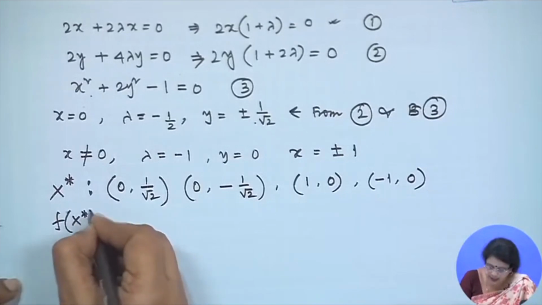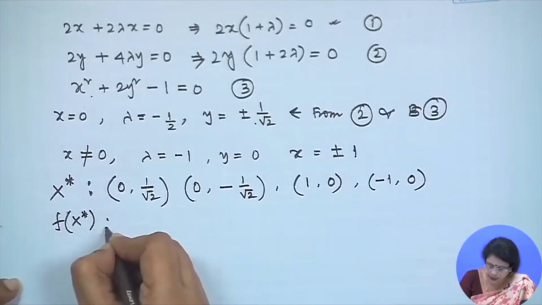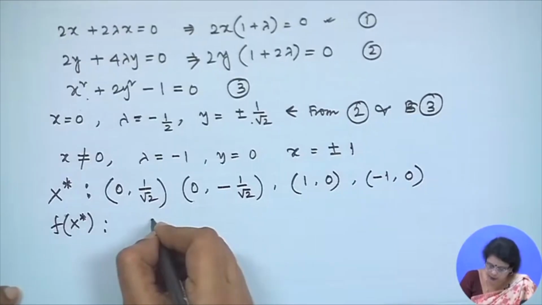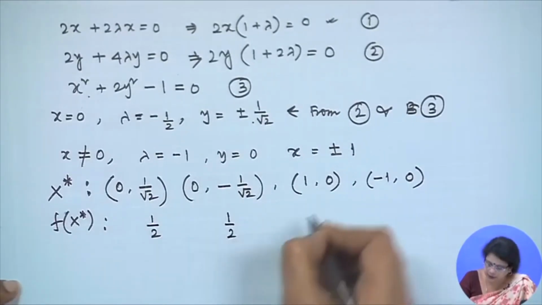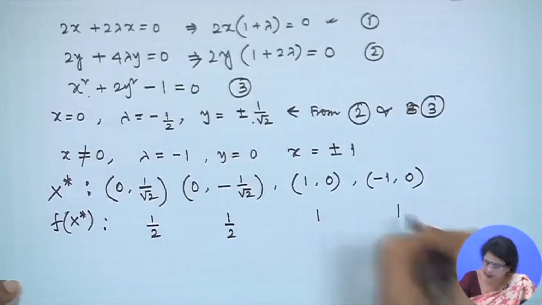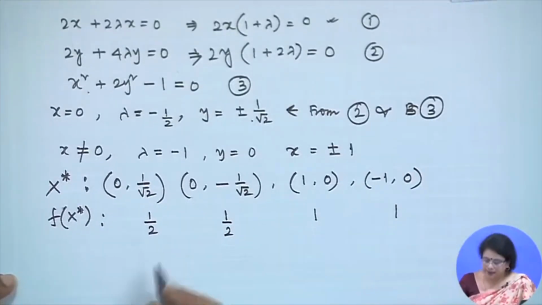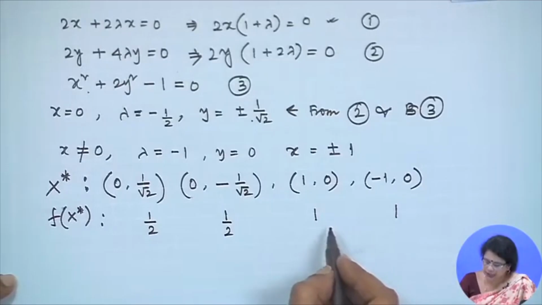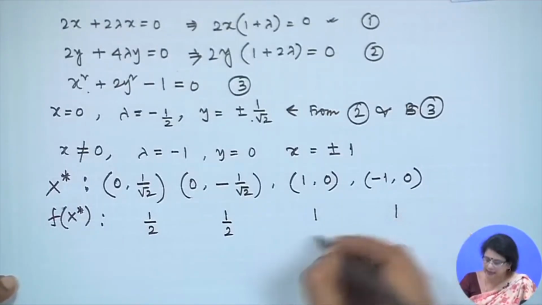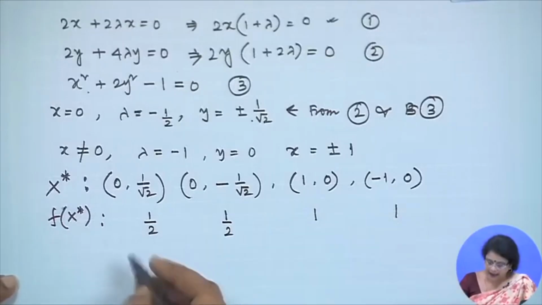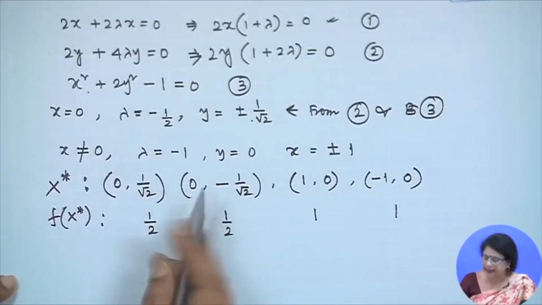If we just calculate, then the objective function would be half at this point. This is again half, this is again 1 and 1. Alright. Then, by looking at the values, you could see that at (1, 0) and (minus 1, 0) we are getting the maximum values, and half is where we are getting the minimum values.